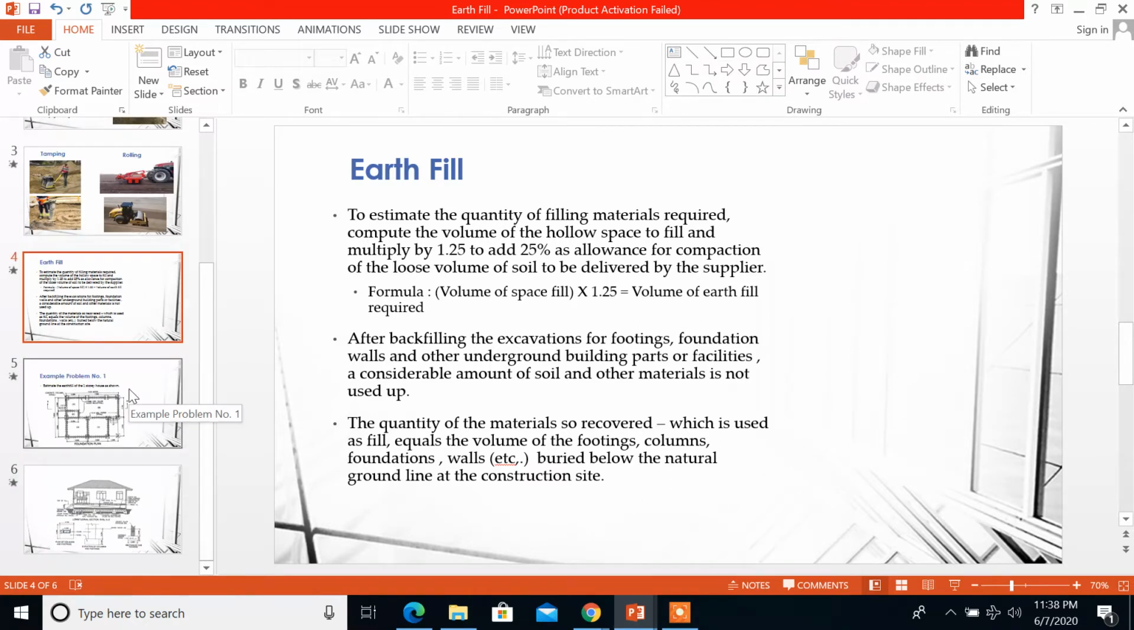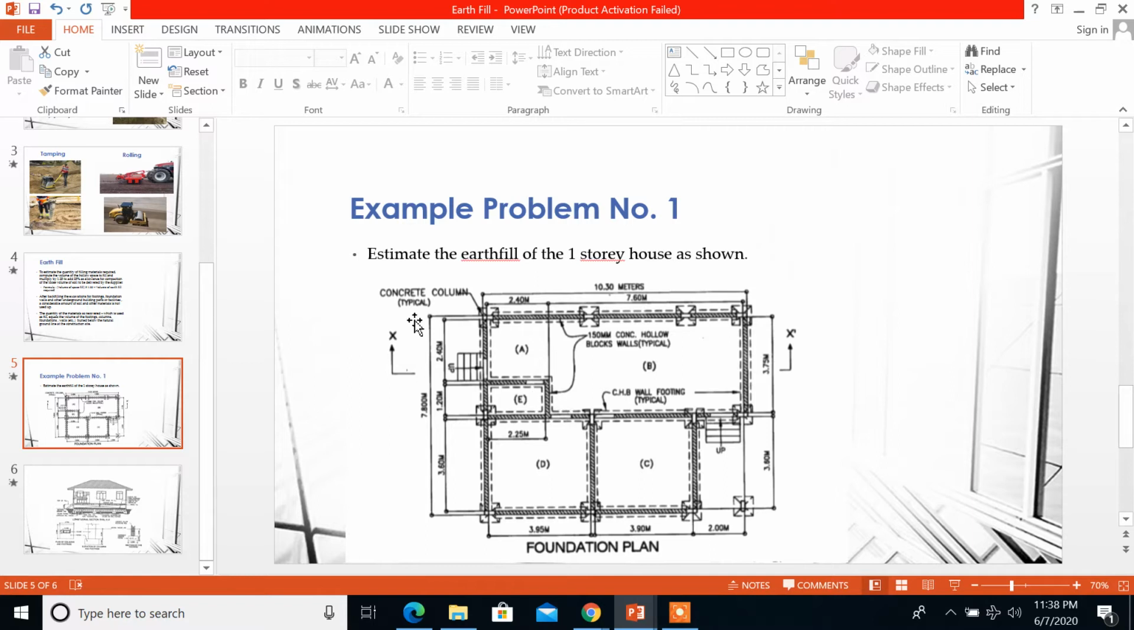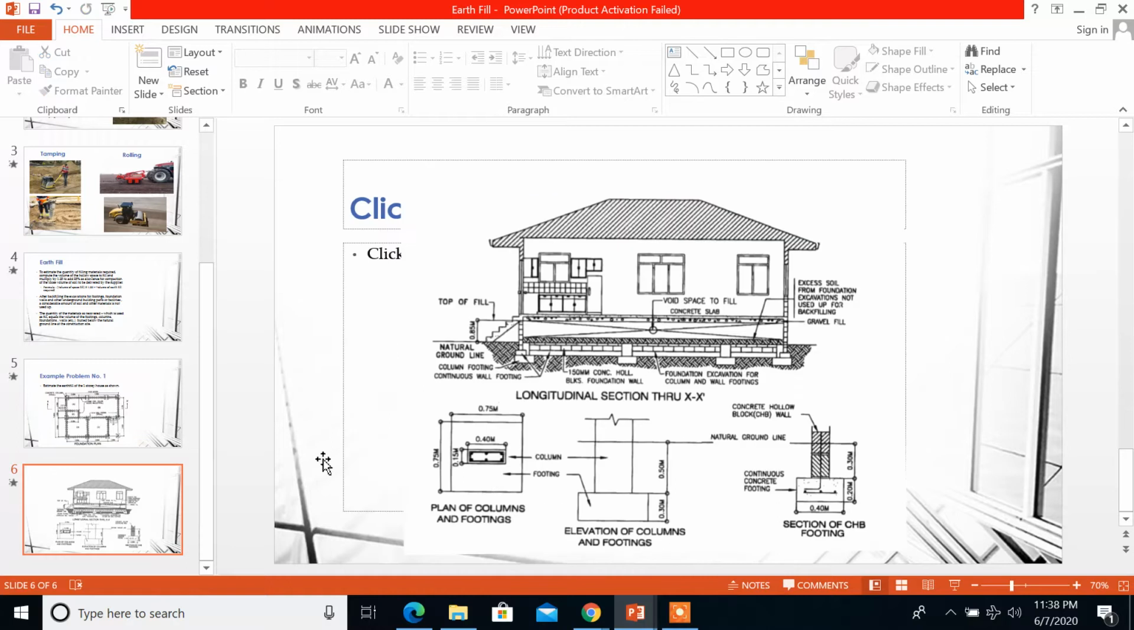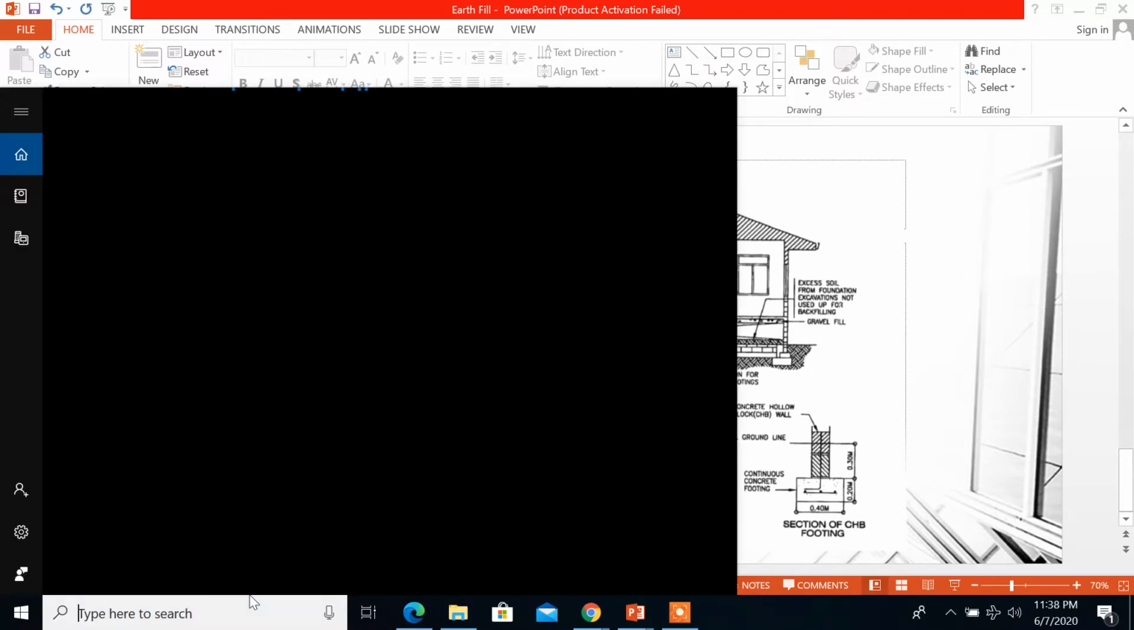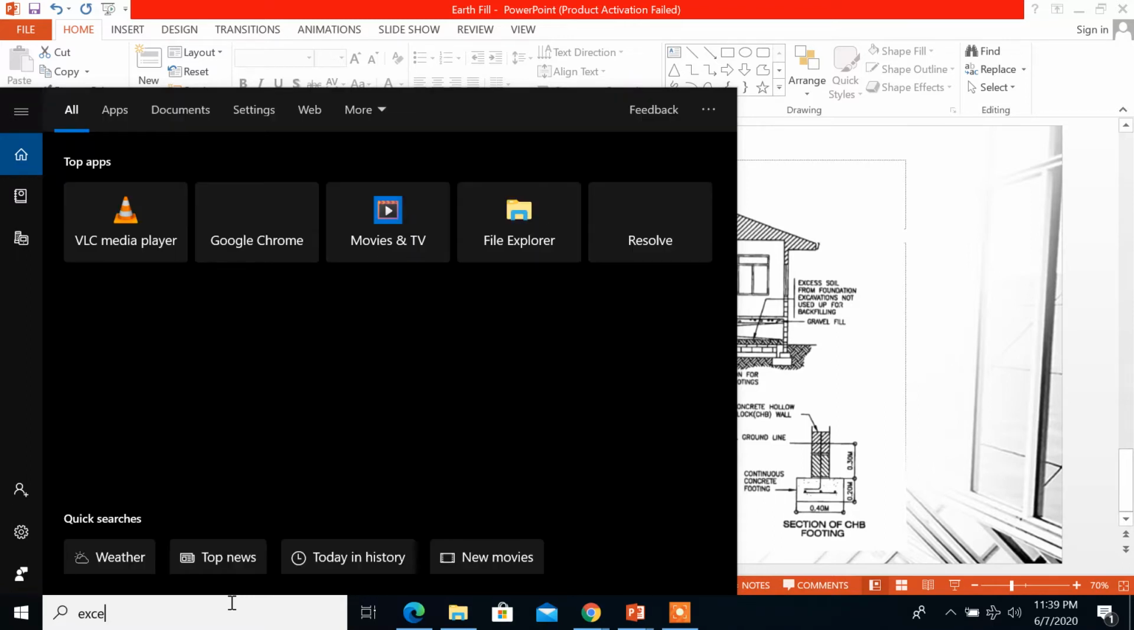So, for example problem number 1, estimate the earth fill of the one-story house as shown. Given the foundation plan and the longitudinal section of the house, and the plan and elevations of the CHB footing and column footings. So let's get started in determining how much the volume of the earth fill required would be. So, Excel na lang.